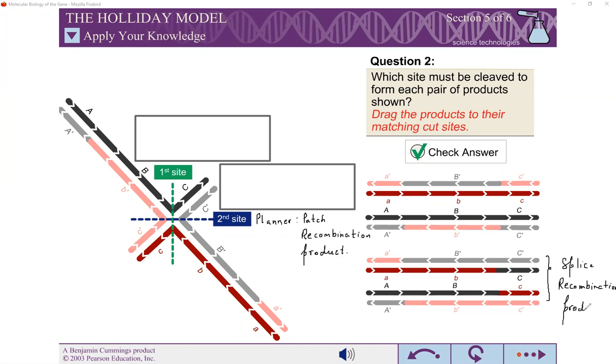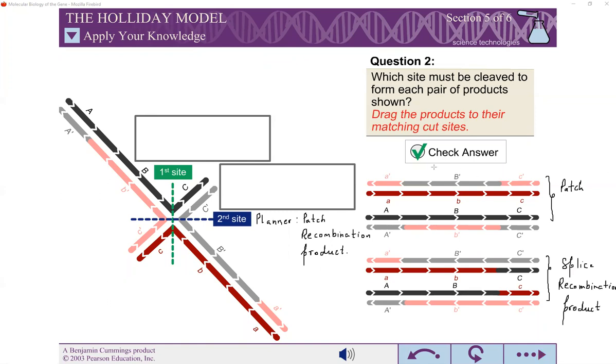Recombination product. And another one here that you can find is that the central portion has been exchanged. So this would be a splice recombination. This would be a patch recombination because only the patch of the DNA has been exchanged. Now only the center part of the DNA has been exchanged. That is why it would be referred to as a patch recombination product.